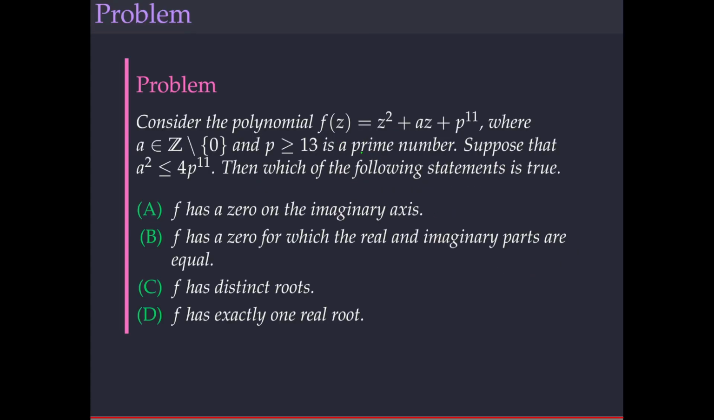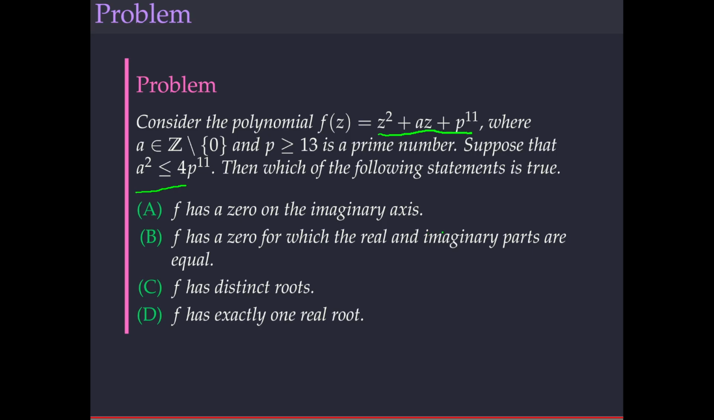Consider the polynomial f(z), which is z square plus az plus p to the 11, where a is a non-zero integer and p is greater than or equal to 13, a prime number. Now suppose that a square is less than or equal to 4 times p to the 11. Which of the following statements is true?